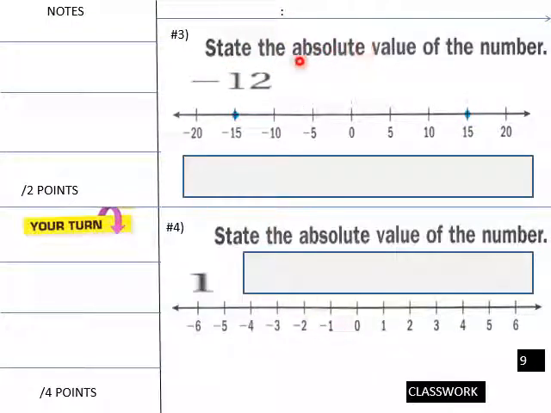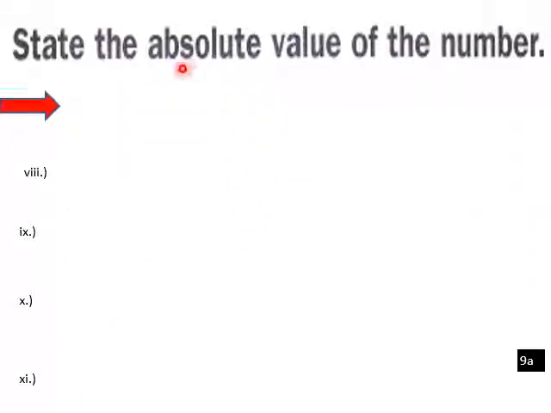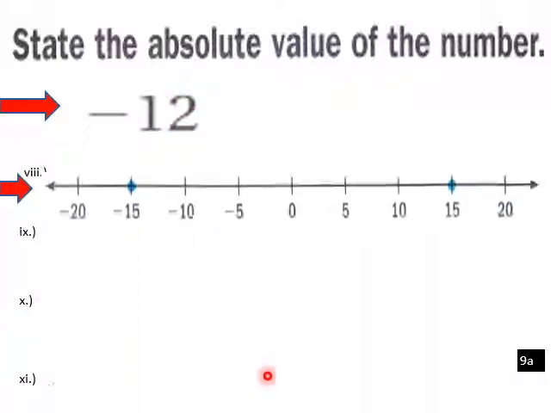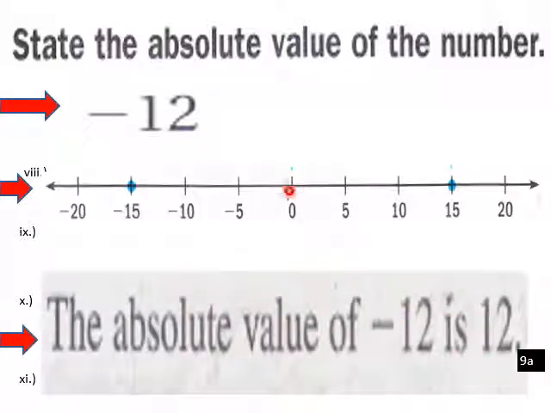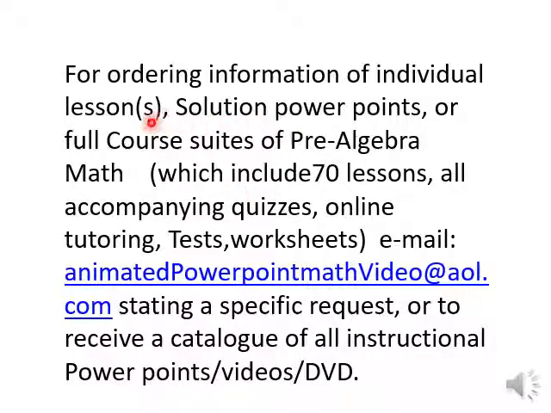Okay, so let's state the absolute value of this number here. Students, this is yours down there. We're going to do this one up here. So state the absolute value of the number. So we have negative 12. What's the absolute value of negative 12? So the absolute value of negative 12 would be 12. How many units from 0 is negative 12? Well, if we count over here to negative 12, it would be about here. How many units from the origin is negative 12? It would be 12. And that is your lesson 1.4, part 1, pre-algebra math.